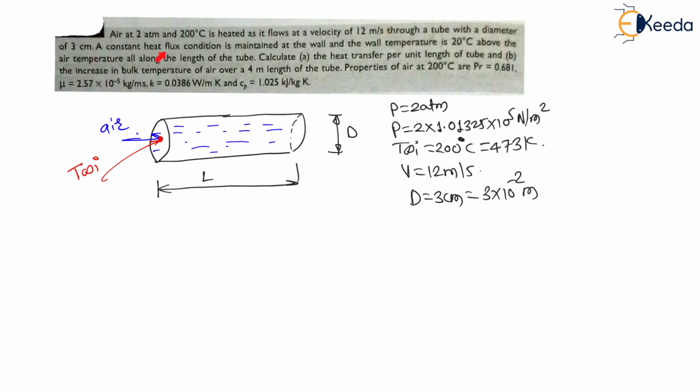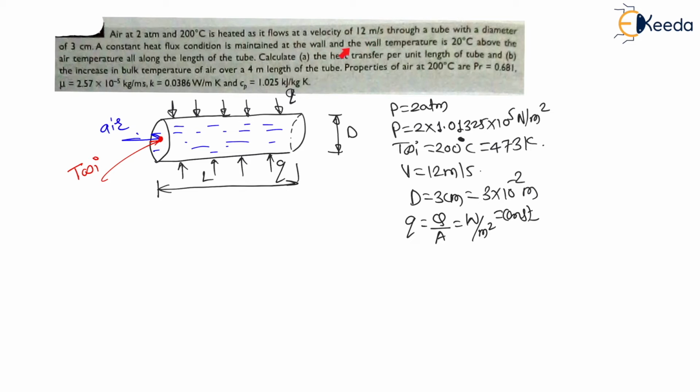Now here constant heat flux condition is maintained. Means the constant heat flux is supplied on this wall. This constant heat flux Q is nothing but heat transfer per unit area, which is watt per meter square. And this heat flux is given constant.